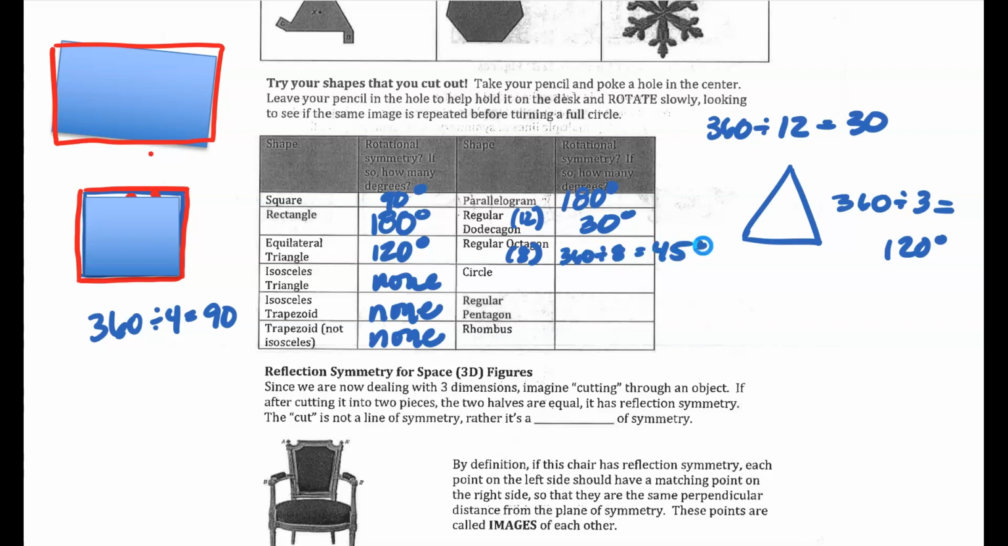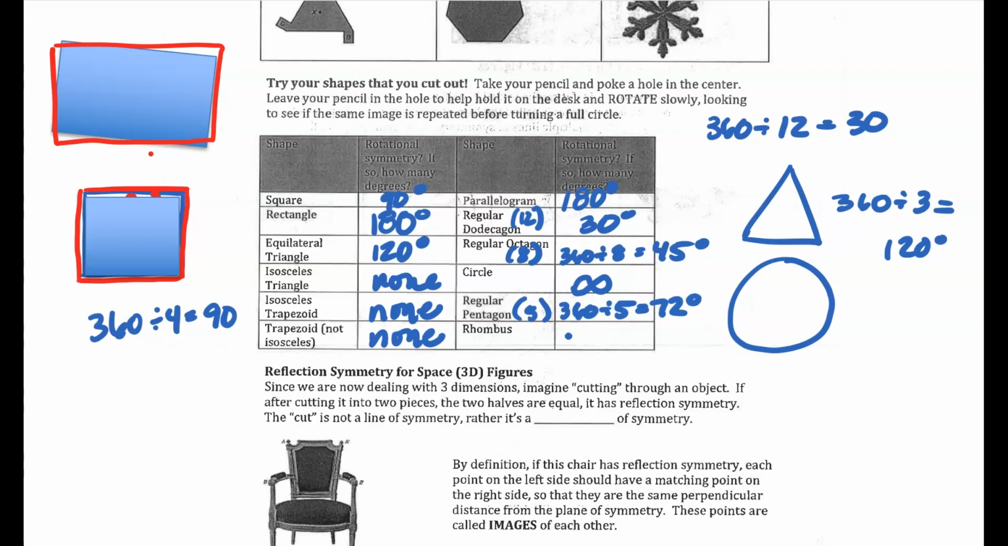So every 45 degrees. For a circle, there are infinitely many rotations because, as you can imagine, if you trace your paper circle, you can rotate that however many degrees you want, and it's always going to look the exact same. And then a regular pentagon, which is a 5-sided figure, is going to have 360 divided by 5 rotations, so 72 degrees each.